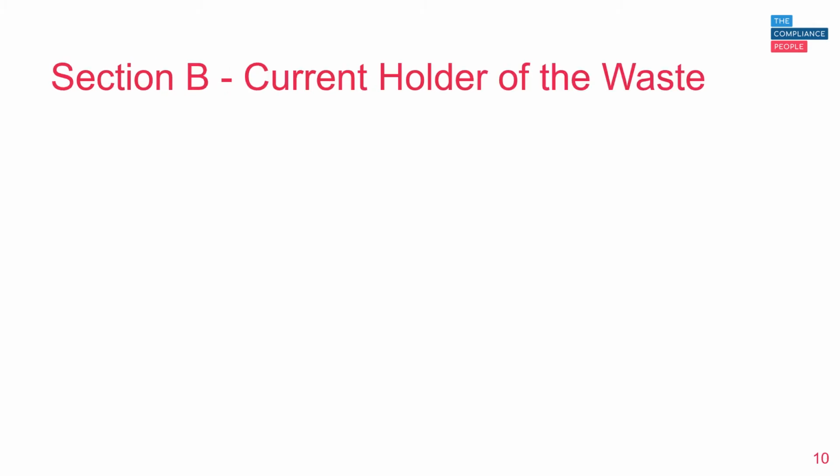So now we'll move on to section B of the waste transfer note, and this is all about the current holder of the waste. So this is giving us information about where the waste has come from and any authorisations that might be in place. It also identifies who the producer of the waste is, as waste might be handled by more than one company before it's actually been disposed of.